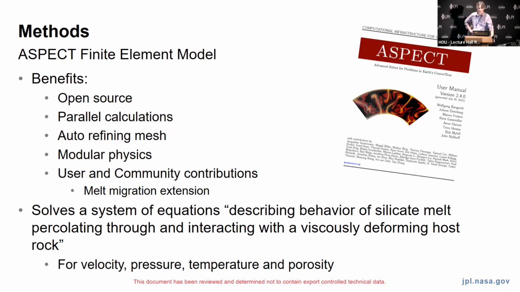Specifically, I'm using the ASPECT package. There's a bunch of benefits to using this, but specifically for this work, the most important part is that there is a melt migration extension. And what that allows us to do is solve a system of equations describing the behavior of silicate melt percolating through and interacting with a viscously deforming host rock, for things like velocity, pressure, temperature, porosity.